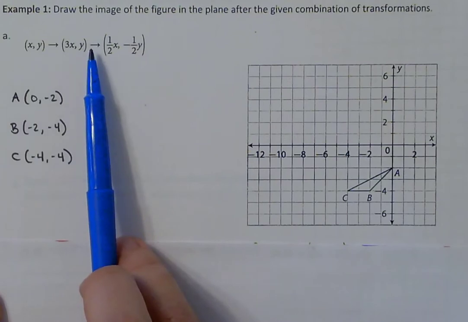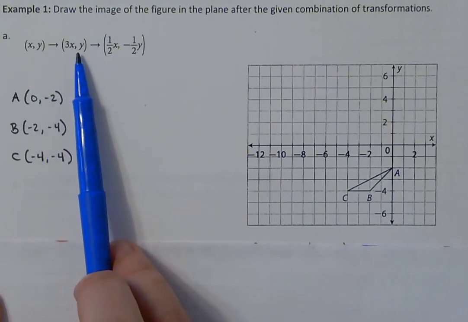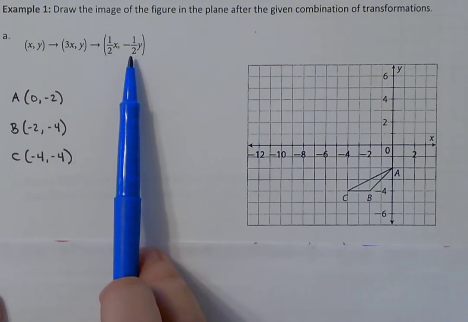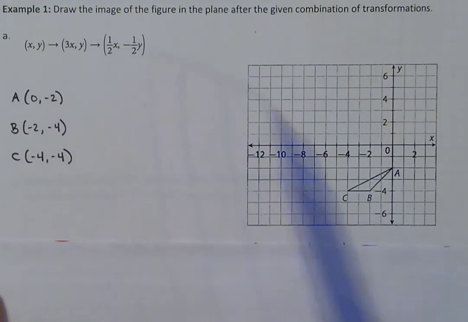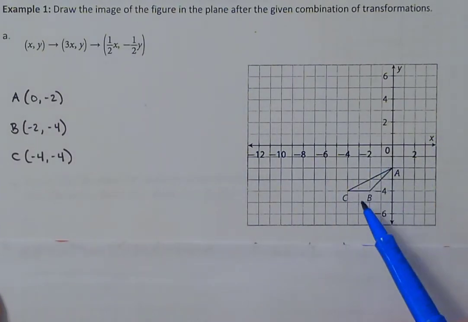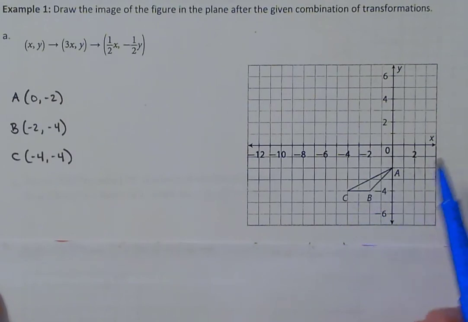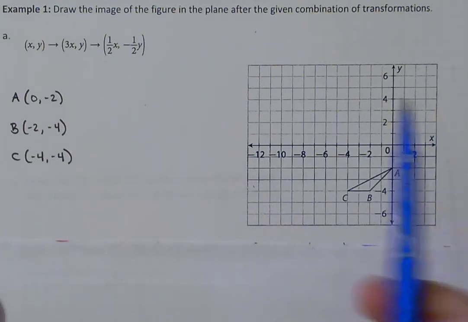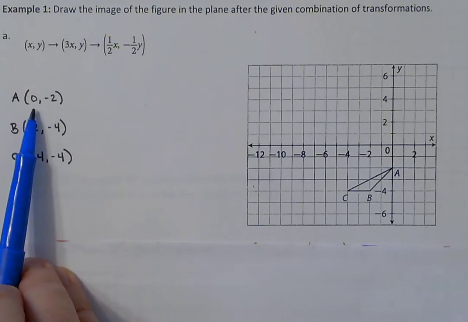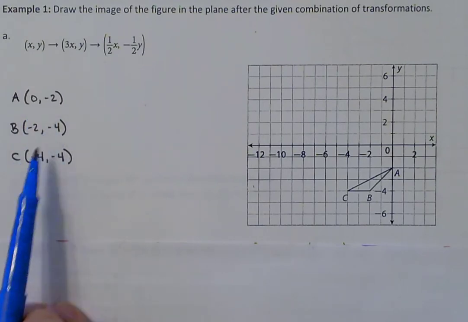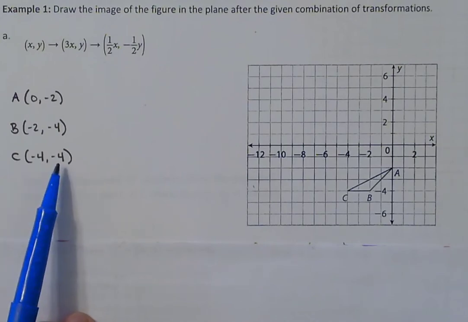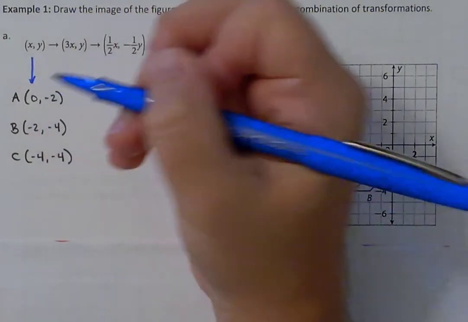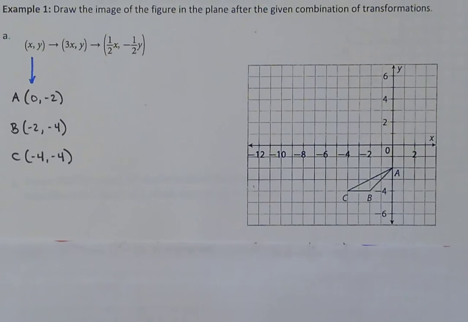So our sequence is (x, y) goes to (3x, y), which goes to (1/2 x, -1/2 y). So we're going to apply this sequence to our shape in the coordinate plane, and we're going to draw our final image. Now, I've already identified our points A, B, and C based off the graph. The original point A is at (0, -2). B is at (-2, -4), and C is at (-4, -4). So these original points are x, y, and that is going to be our starting point for this problem.